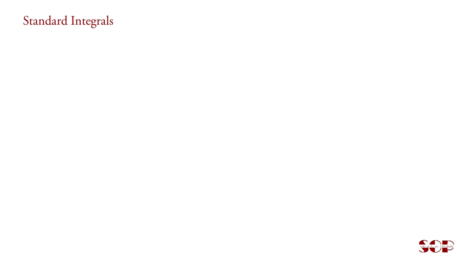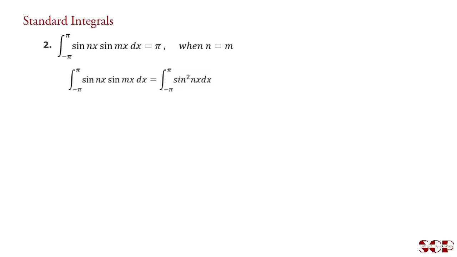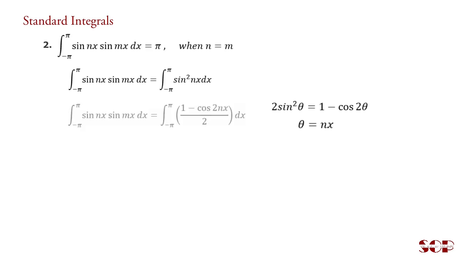Now, the second integral: the integration from minus pi to pi of sin nx sin mx dx equals pi for n equal to m. Since n equals m, the integral equals the integration from minus pi to pi of sin square nx dx. Now, we apply the trigonometric formula 2 sin square theta equals 1 minus cos 2 theta. In our expression theta equals nx, therefore our integral equals the integration from minus pi to pi of (1 minus cos 2nx) upon 2 dx.